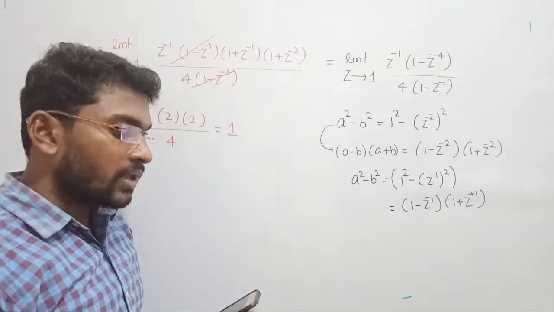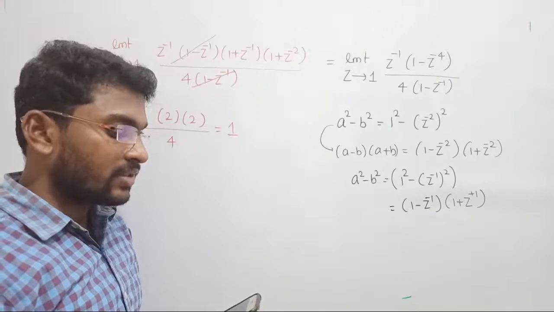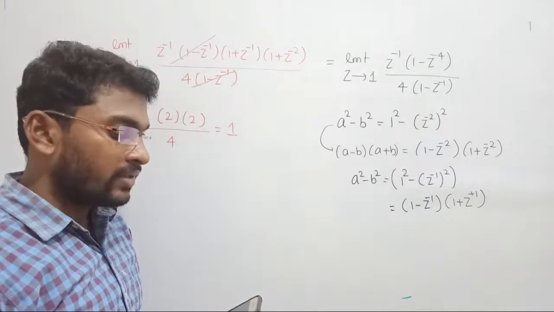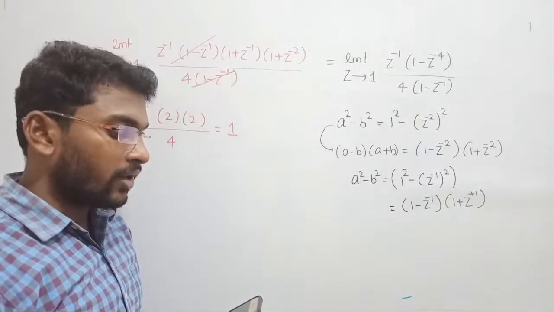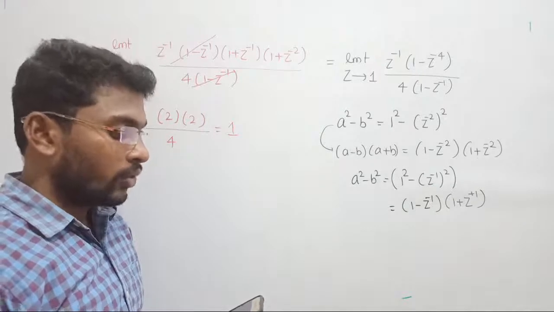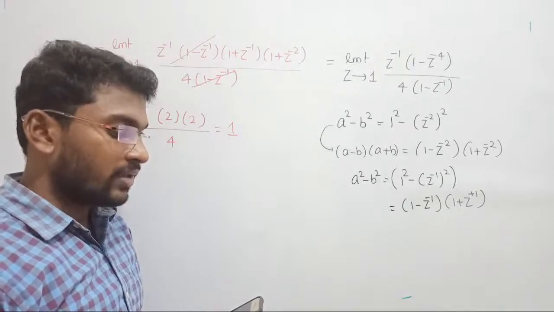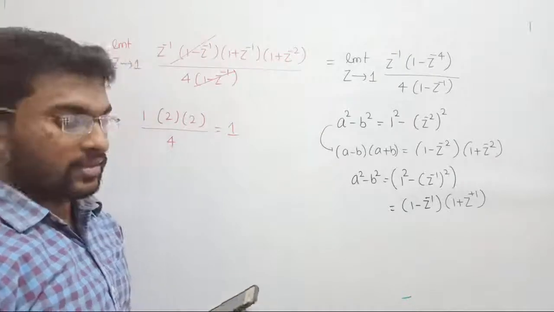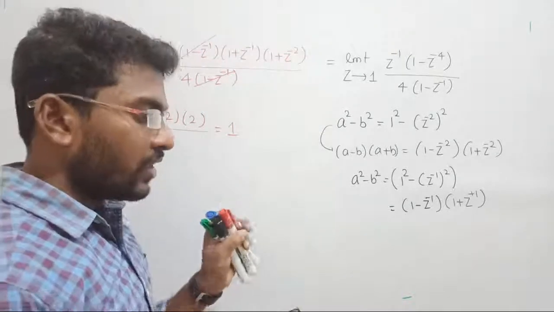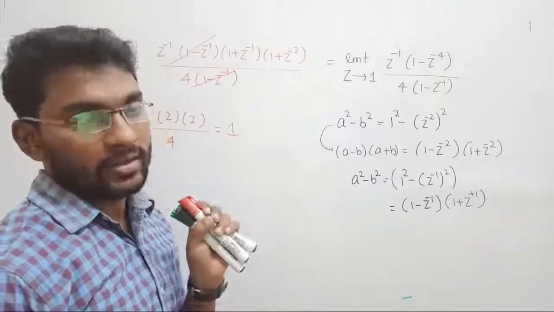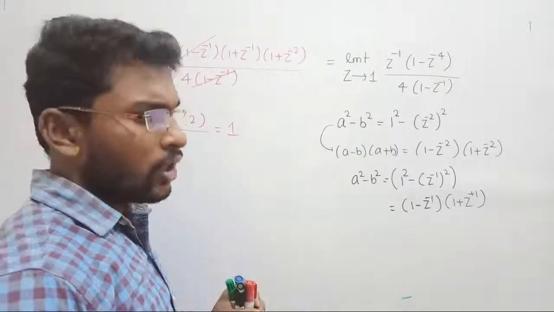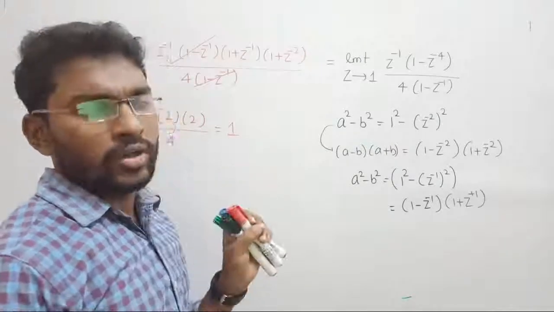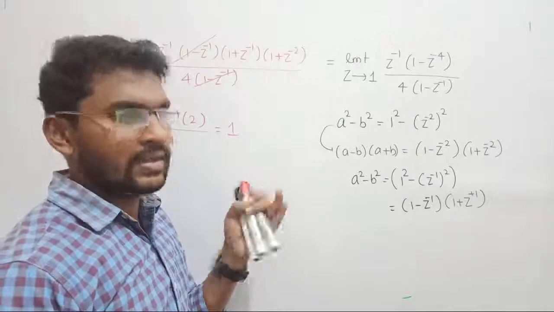Next, if the impulse response of the discrete time system h of n is defined as minus 5 power n into u of minus n minus 1, the system function H of z is equal to what, right? Let us test it. Actually what was given is an anti-causal signal. Do you agree? Yes. Now we can easily find out the region of convergence as well as the z transformation.